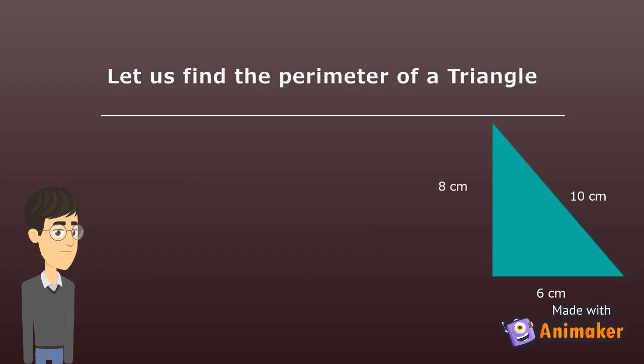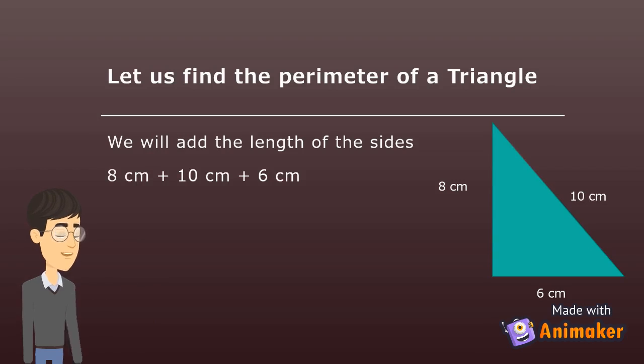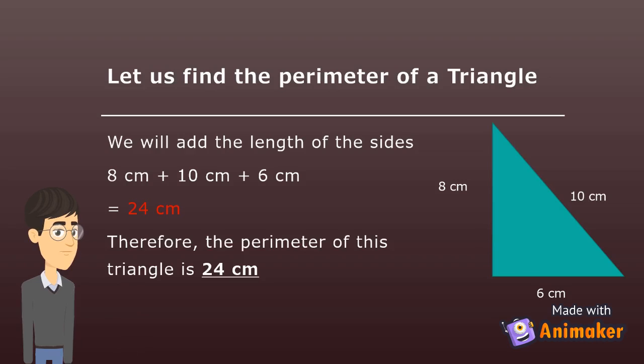Well, we have one here. The three sides are 8 centimeters, 10 centimeters, and 6 centimeters. So what do we need to do? We will add the length of the sides because that is what perimeter is, isn't it? So 8 centimeters plus 10 centimeters plus 6 centimeters. Can we quickly do the math? Yes, it is 24 centimeters. So the perimeter of this triangle is 24 centimeters.